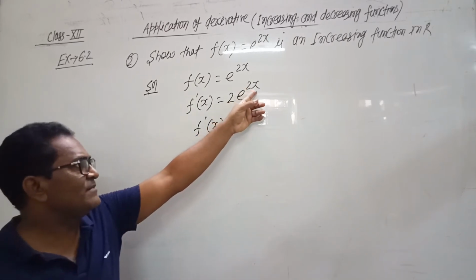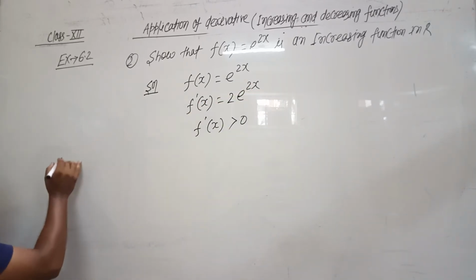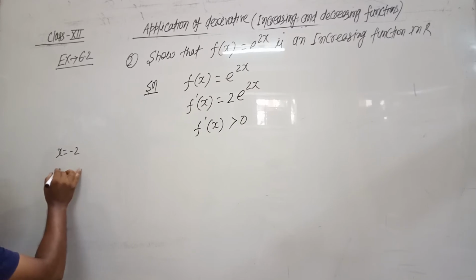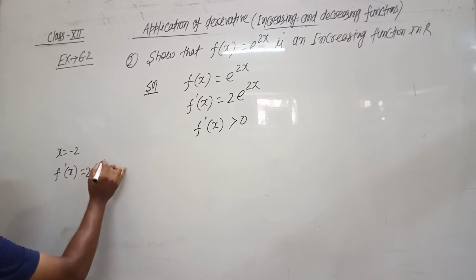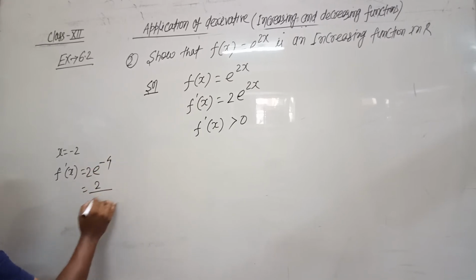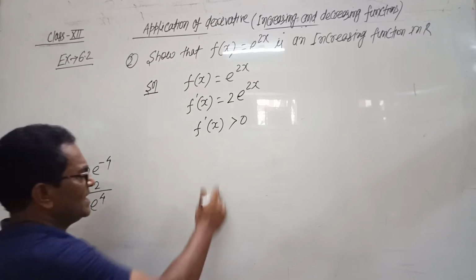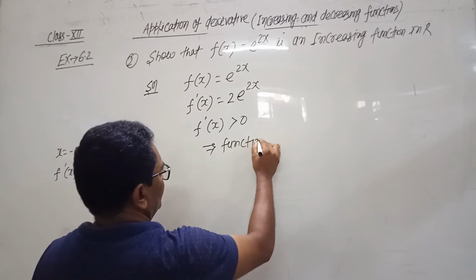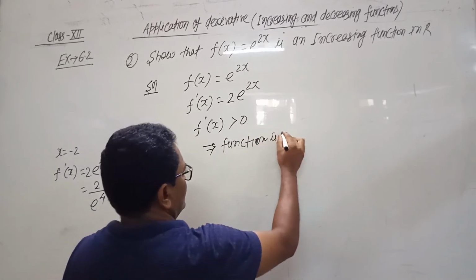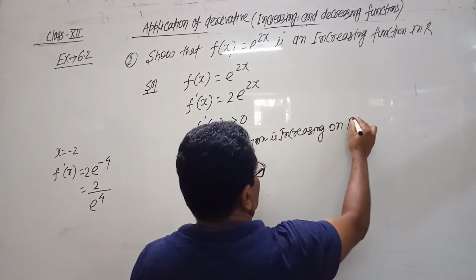If x is negative, suppose the value of x is -2, then f dash x equals 2 into e raised to the power -4, and e raised to the power -4 is written as 1 upon e raised to the power 4, so it is 2 upon e raised to the power 4. So it gives a positive value which is greater than 0. So f dash x is greater than 0. This implies the function is increasing on the real numbers R.